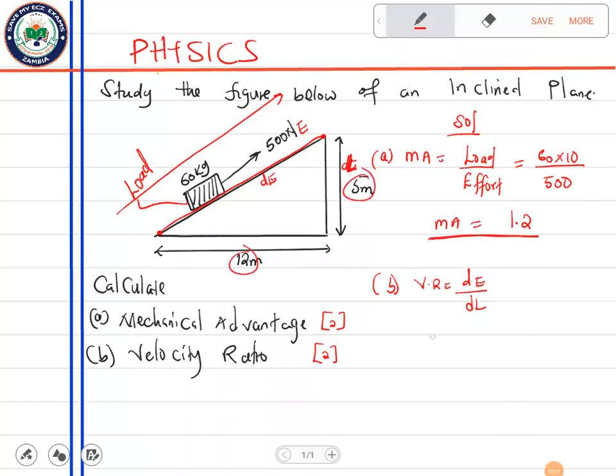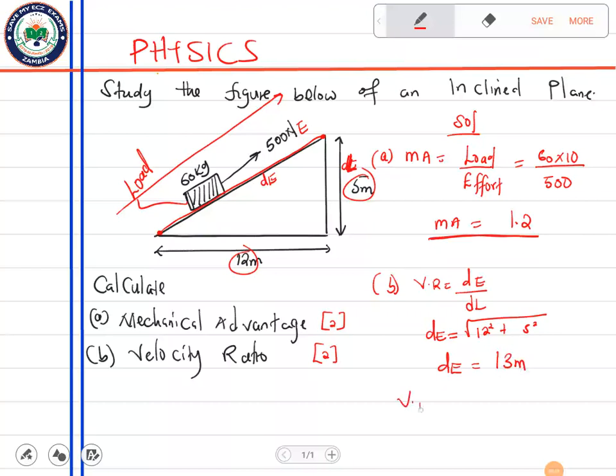Let us first find DE. DE, we are saying 12 squared plus 5 squared, then we take the square root. So DE is equal to the square root of that. So 12 squared is 144. 144 plus 5 squared, which is 25. So the square root of 169 is actually 13. So distance moved by the effort is 13.